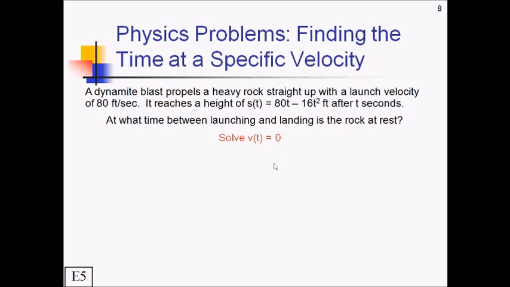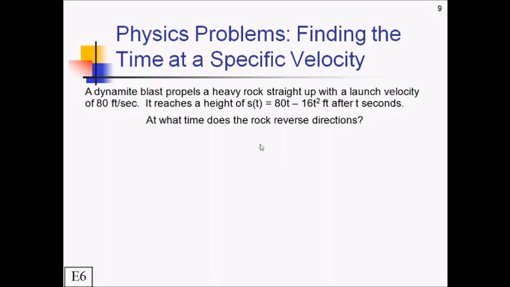The good news is that we have a velocity formula, and we can set that equal to 0. So that was 80 minus 32t. We can set our velocity formula equal to 0, and now we just solve for t. Subtracting 80 and dividing by 32, that's going to be a t-value of 2.5 seconds.